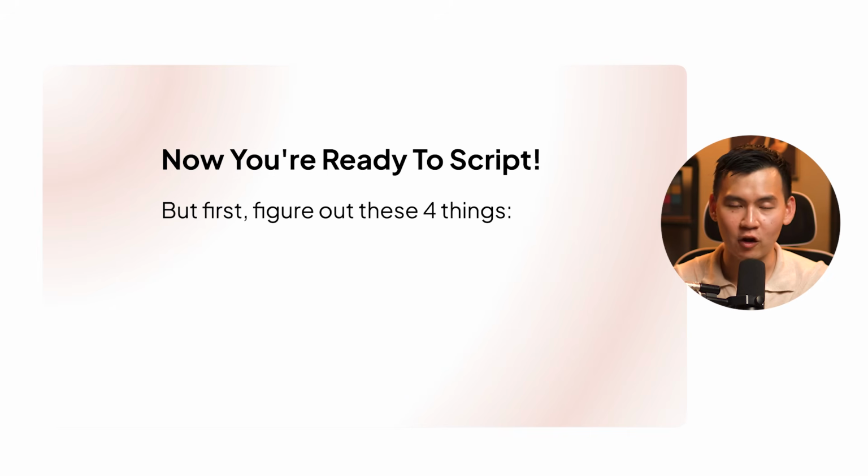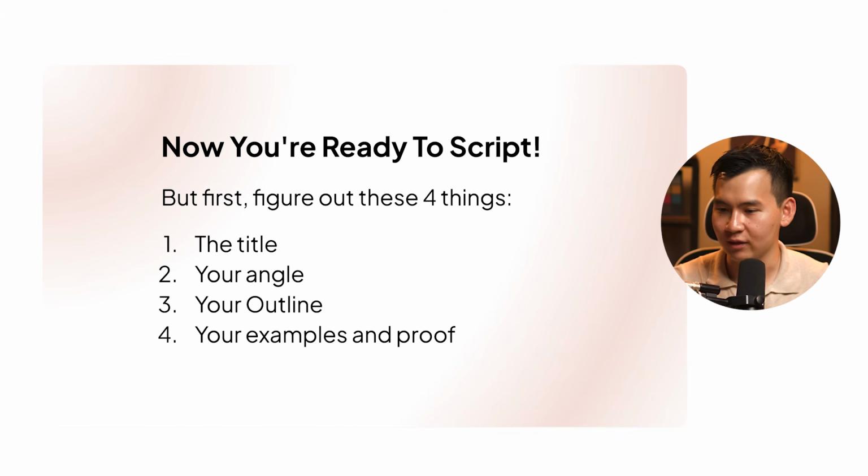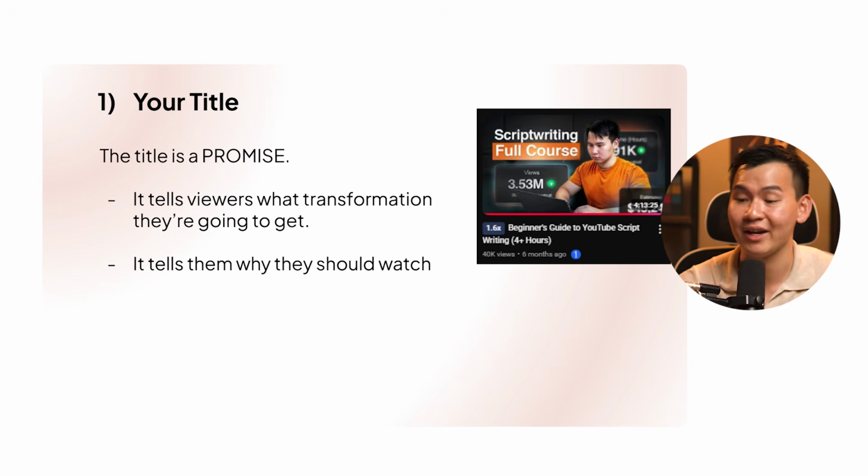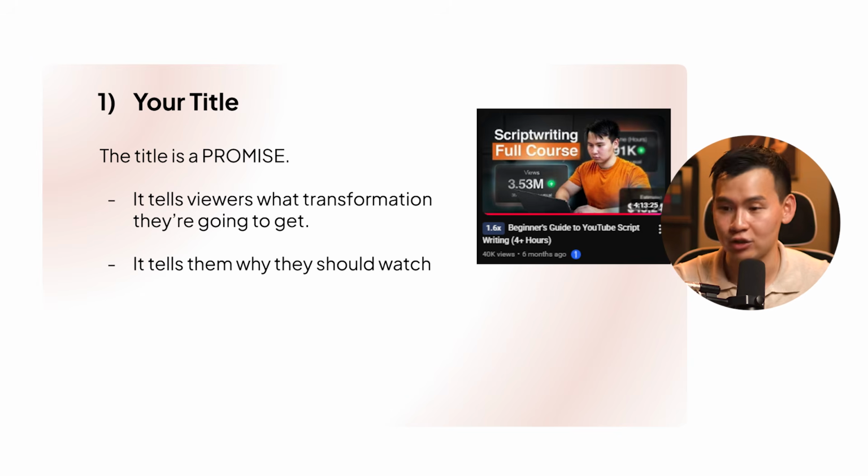So once you've gotten all of that, now you're ready to script, baby, right? But first, you need to figure out these things: your title, your angle, your outline, your examples, and your proof. Once you figure out your emotion, your transformation, and your aha moments, figure out your title, because your title is a promise. It tells viewers what transformation they're going to get, and why they should watch.